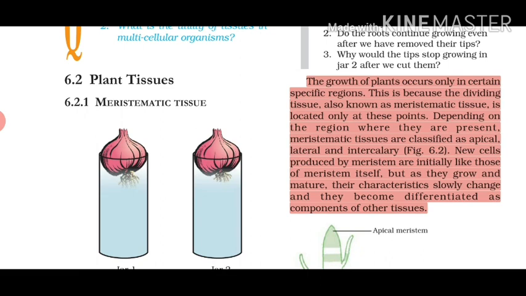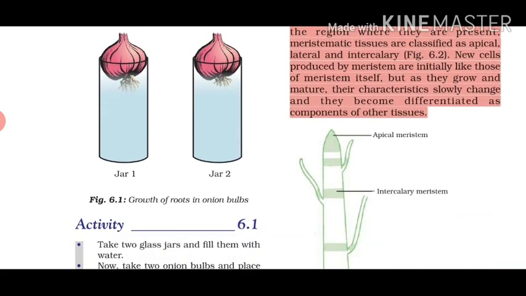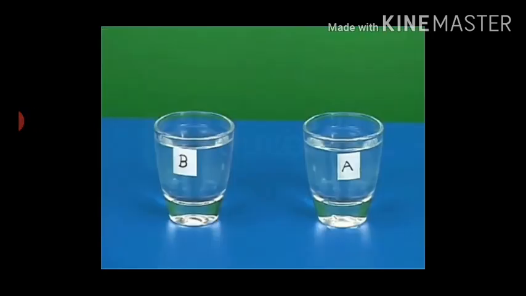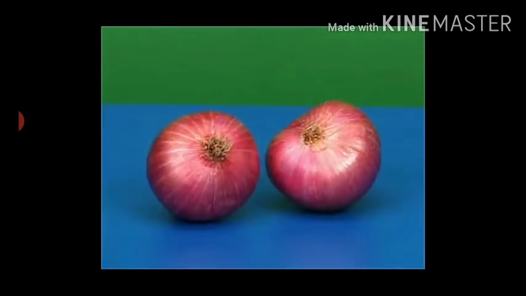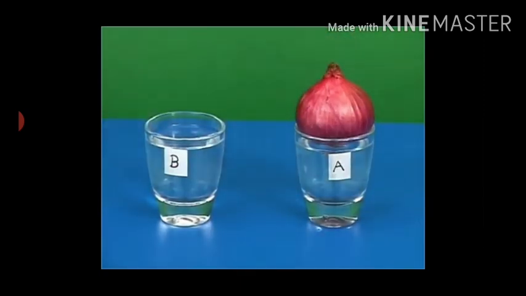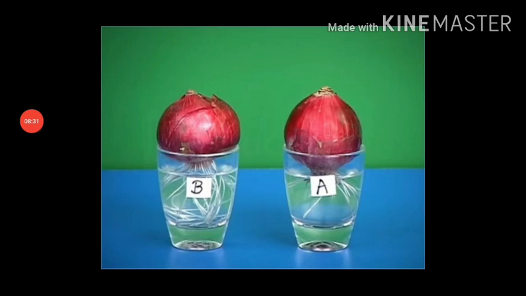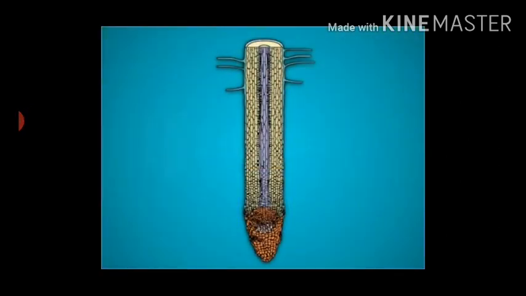Cells of meristems divide continuously and help in increasing the length and diameter of the plant. Let us perform an activity on the meristematic tissue. For this, you will require 2 glass jars labeled as A and B, 2 onions and scissors. Cut the root tips of one onion with the help of scissors and put it in one jar, and put another onion having root tips in another jar. Observe the growth for 3 to 5 days. What will you observe? There is growth in jar B, as we have not cut the root tips of the onion in jar B.